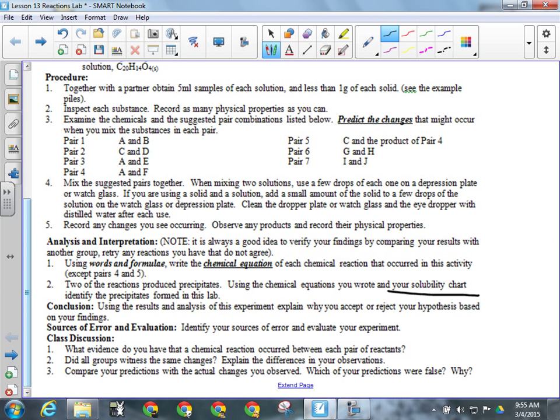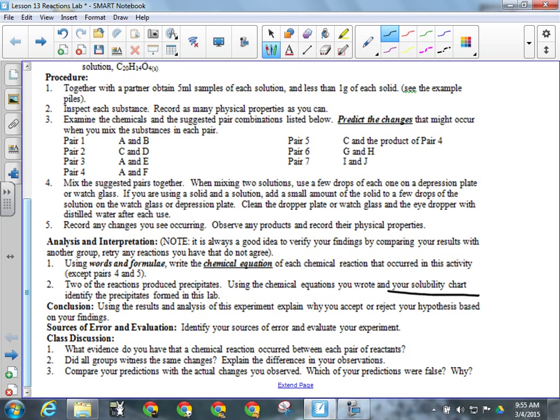Then for your conclusion, copy and paste your hypothesis. Tell me, based on your data, was it right or wrong? Did we see those signs of a chemical reaction? Did we see every sign we predicted? It doesn't have to be in every reaction. Did we at least see it once? That kind of stuff.